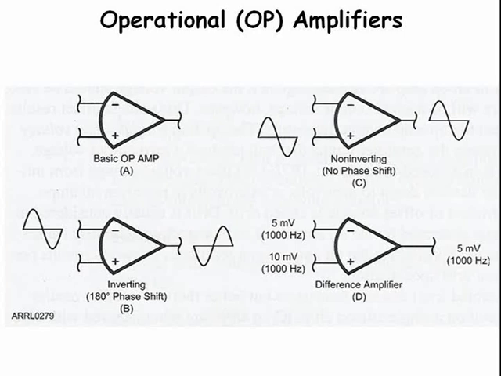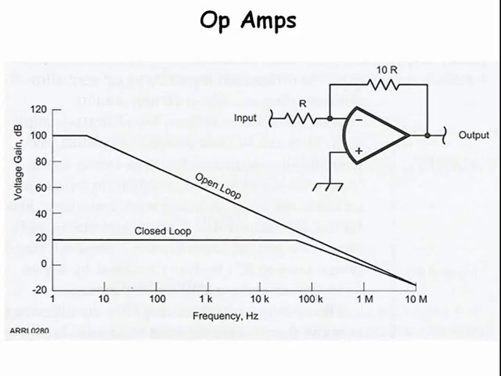Op-amps make great differential amplifiers. That means that the output will be an amplified version of the difference in voltage between the two input leads. Op-amps can provide a lot of gain. However, as frequency increases, there comes a point where the circuit gain begins to fall off, that is, attenuate. This is the point where the open and closed loop gains converge.